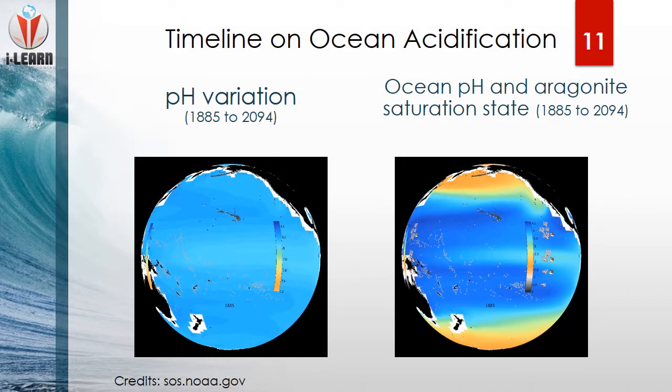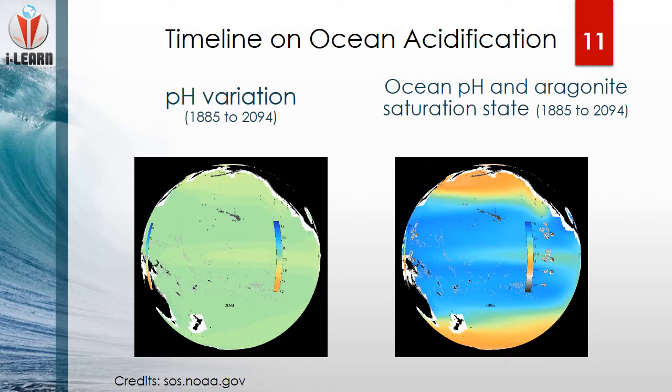So this is a timeline of ocean acidification. The first one represents the pH variations between 1885 and 2094. You can see there is a slight change in the ocean color. Yeah, there is a big change there. Definitely, don't think that it is a small change, a small drop in pH.